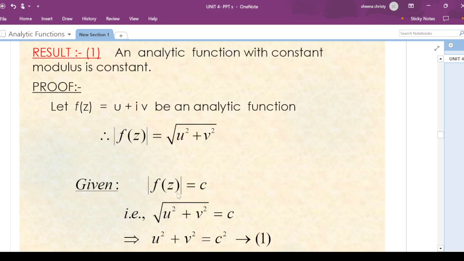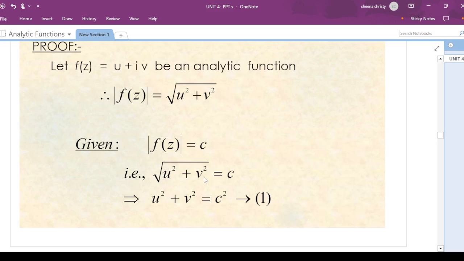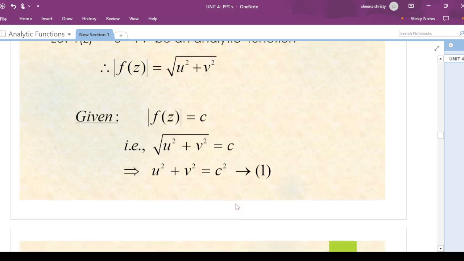So to prove that result, modulus of f of z, we know that it is under root of u square plus v square equal to c. So you can write it as u square plus v square, and by squaring on both sides, you will get equal to c square. This represents the circle with center 0, 0 and radius c.